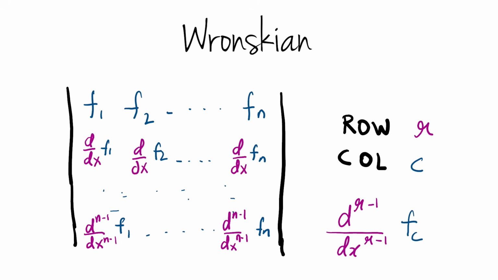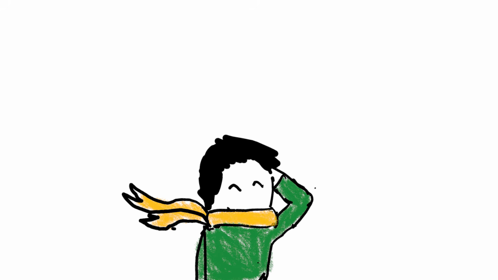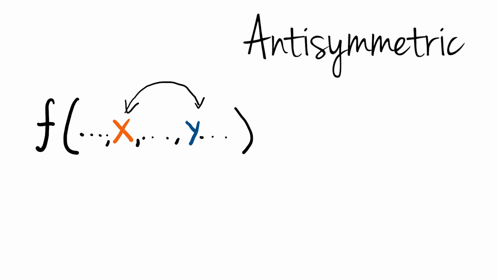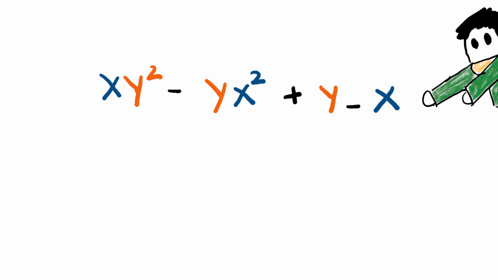The entry in row r and column c is the r minus 1 derivative of fc, and we care about whether the determinant is 0. But my interest lies in combinatorics, and so it's time for some fun pictures. A function is called antisymmetric if when you swap two of its variables, the new function you get is the negative of the old one. Here's an example of an antisymmetric function, and you can see that swapping x and y makes it negative.